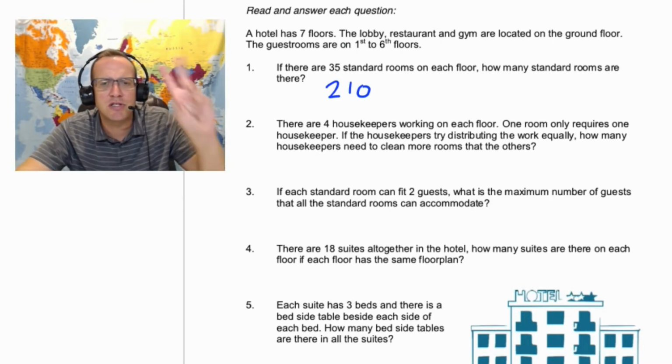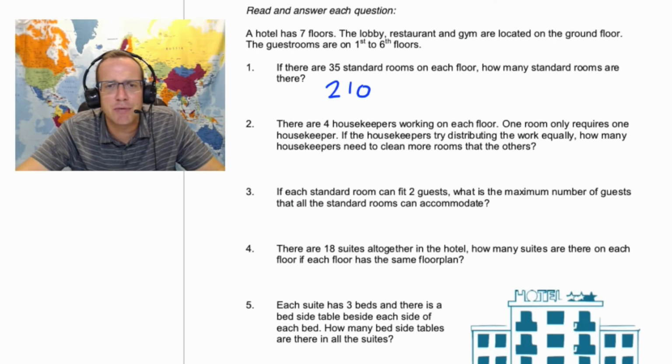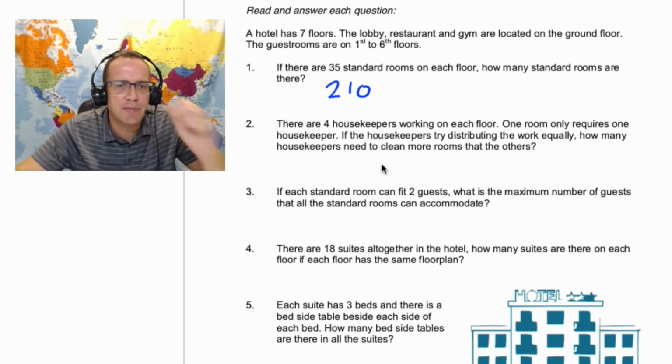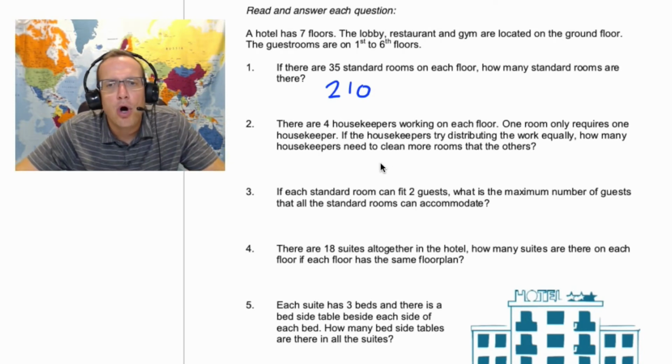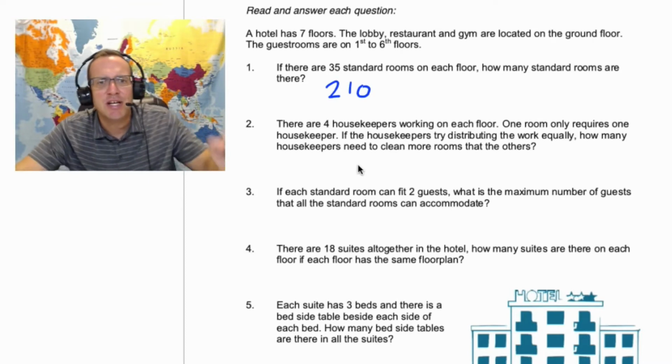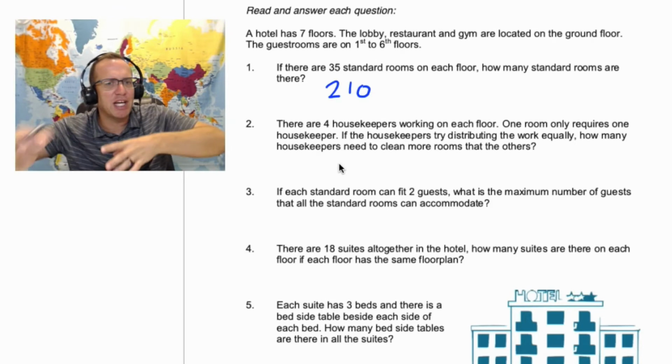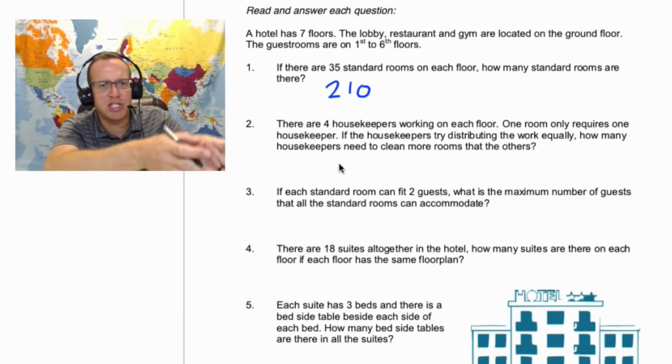Let's go ahead and read number 2. It's a pretty tricky one. Okay, there are 4 housekeepers working on each floor. One room only requires 1 housekeeper. Okay, so what does that mean? So you can't have 2 housekeepers in one room. You can't share. So each housekeeper cleans each room.